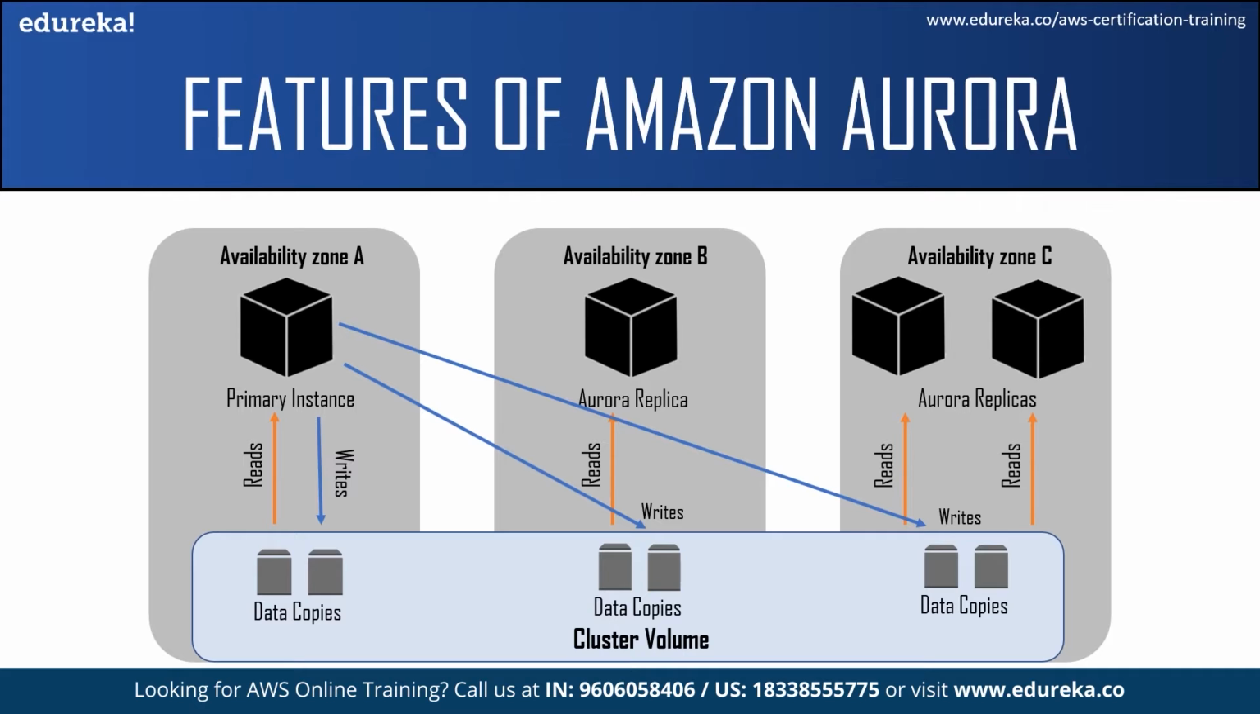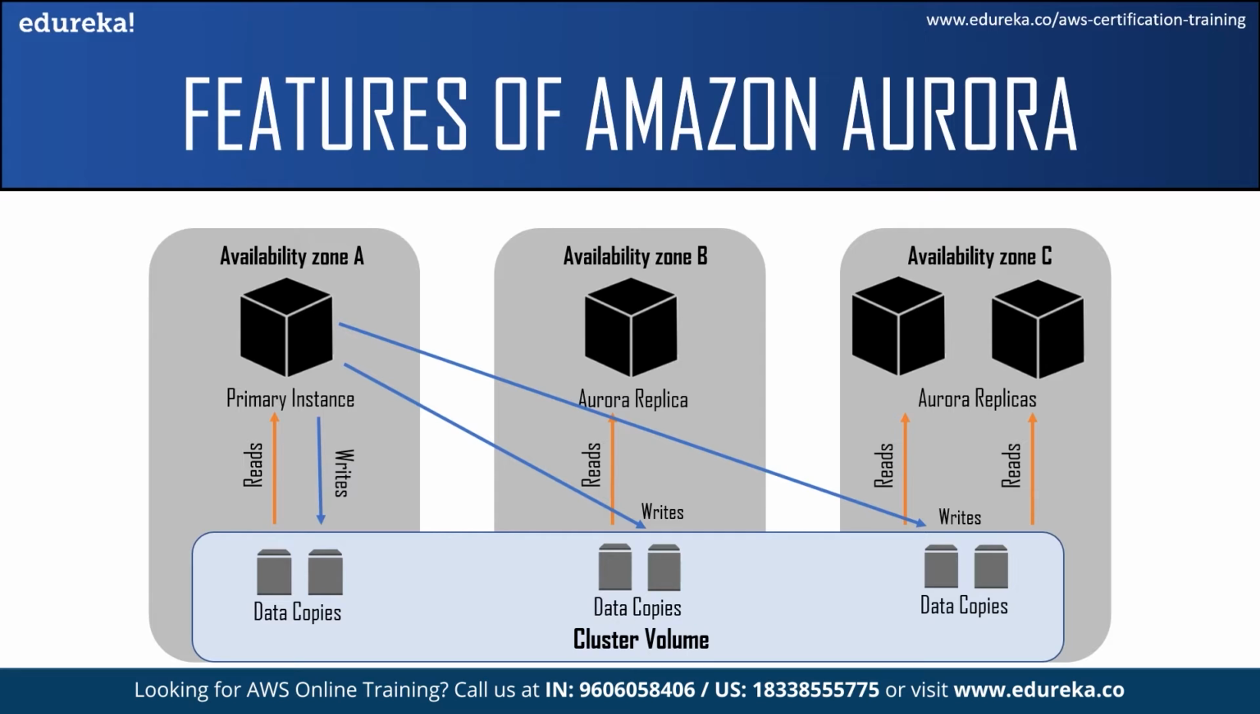Second, we have the Aurora replica. This connects to the same storage volume as the primary DB instance and supports only read operations. Each Aurora DB cluster can have up to 15 Aurora replicas in addition to the primary DB instance. You can see availability zone B and availability zone C have the Aurora replicas. The benefit of this is high availability, as Aurora replicas are located in separate availability zones. So when a primary DB instance becomes unavailable, Aurora automatically fails over to an Aurora replica. You can also specify the failover priority for your Aurora replicas.